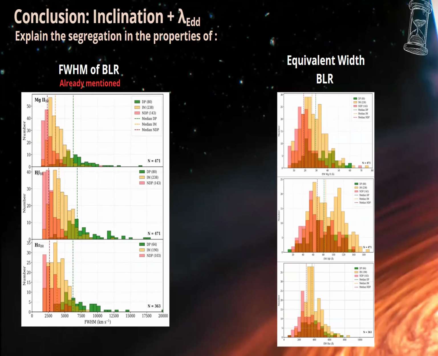So let me see. I think that we don't have much time, so I will not go into individual explanations for each change, but the combination of inclination and Eddington ratio seems to explain well all the trends that we found. And here I show an example of how spectral properties of the broad line region emission lines segregate among our subsamples, but this segregation is not restricted to the broad line region. Eddington ratio and inclination may create a bias in all regions of the quasar.